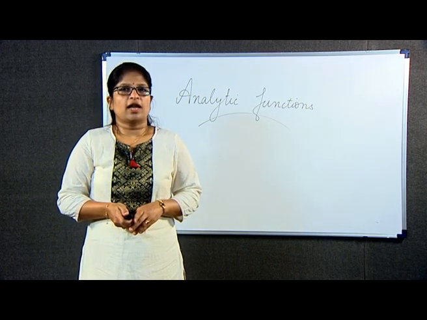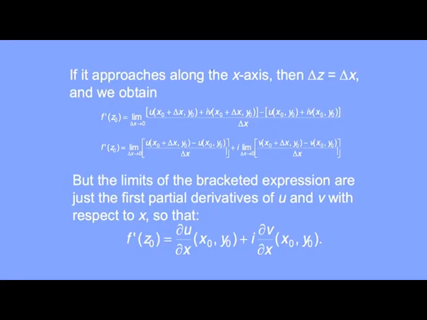Suppose it approaches along the x axis, that is delta z is equal to delta x. And what happens to the limit in that case? Then your f dash z naught becomes limit delta x tends to 0 of u(x naught plus delta x, y naught) plus i times v(x naught plus delta x, y naught) minus u(x naught, y naught) plus i v(x naught, y naught), the whole divided by delta x.